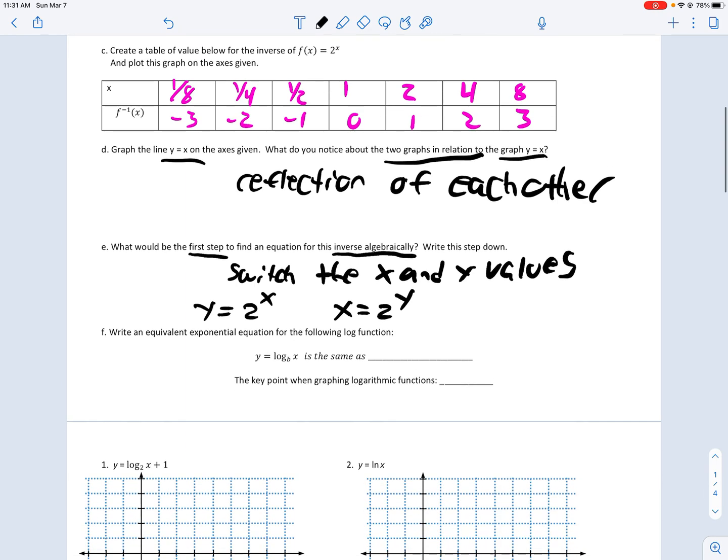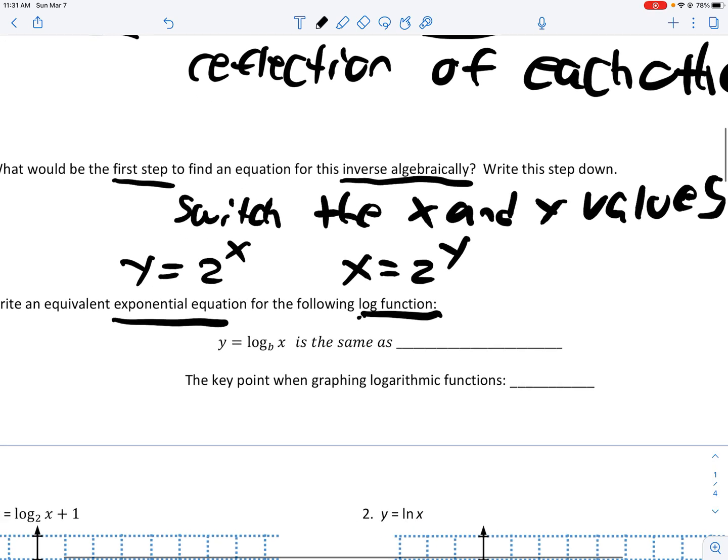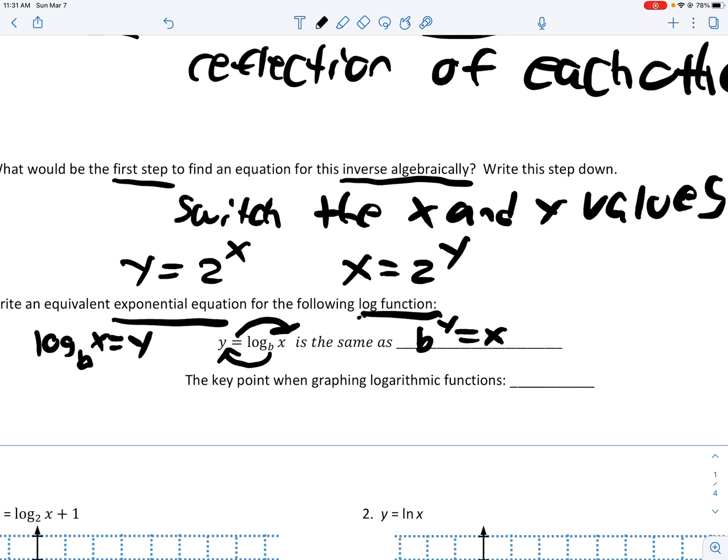Okay, so we want to write an equivalent exponential equation for the following log function. So we have y equals log base b of x. So this would be b to the y equals x. Usually we just have the y on the other side, right? We're used to seeing it like this. So b to the y equals x. We did that all in 9.2 and 9.3.